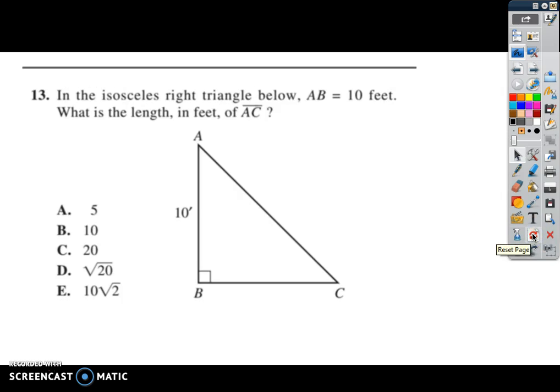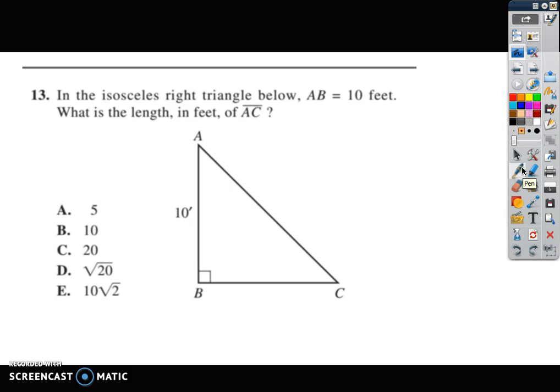Okay, next one, isosceles right triangle. AB is 10. So first of all, isosceles and right. We already know it's a right triangle because that's a right angle. Isosceles means that you have 2 sides the same. And if this is a right triangle, that makes this the hypotenuse. So that one's not the other one that's the same. The hypotenuse has to always be the biggest. So that means that this one must be the other side that's the same. So you have 2 sides that are 10, and they want you to figure out how long this side is.